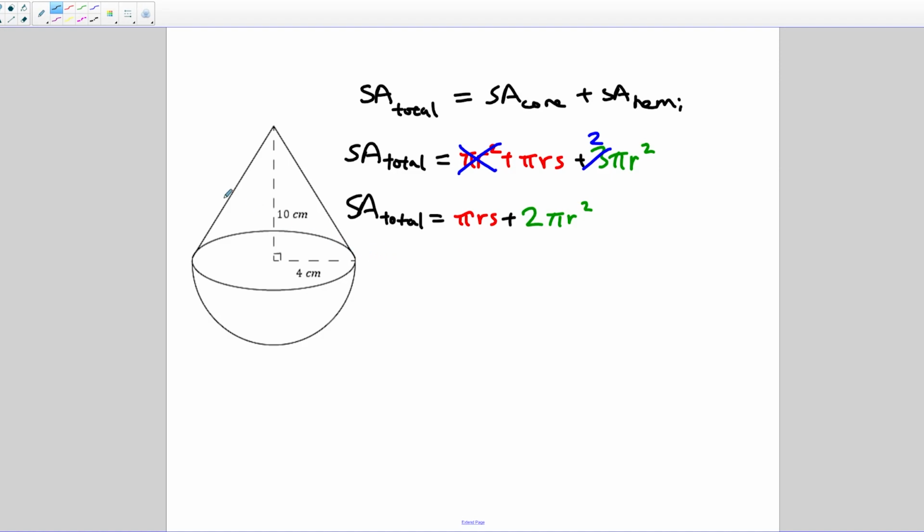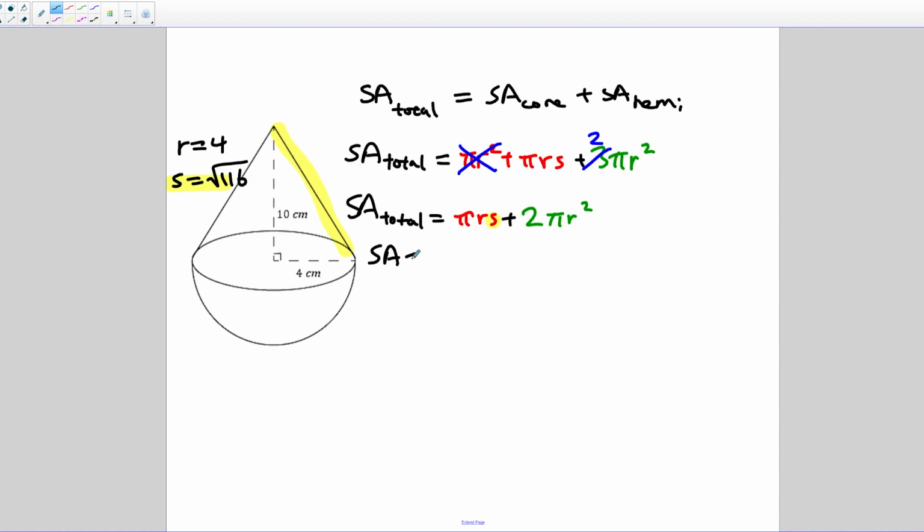So now we can go ahead and identify all of our variables. In this case, our radius is equal to 4. And once again, in the interest of time, I will tell you guys what the slant height is. So this guy right here is what we're looking for. That's my slant height. In this case, my slant height actually happens to be the square root of 116. And you can also verify that on a separate sheet of paper.